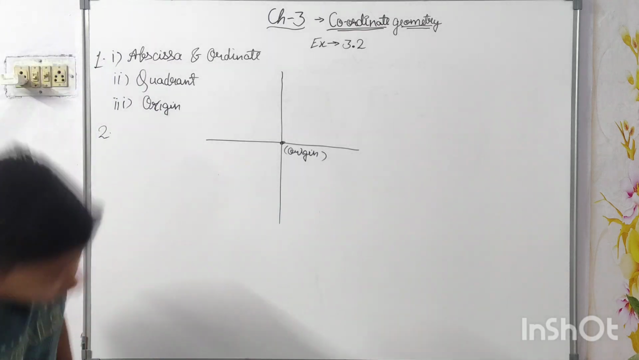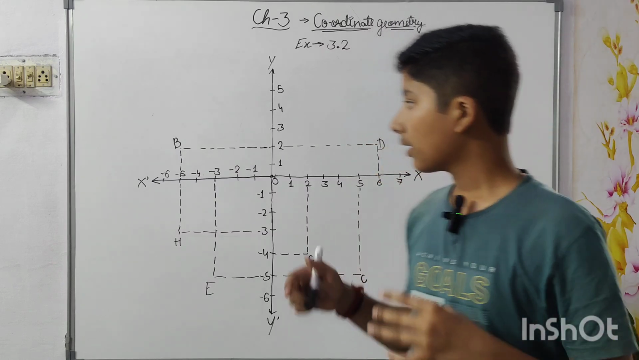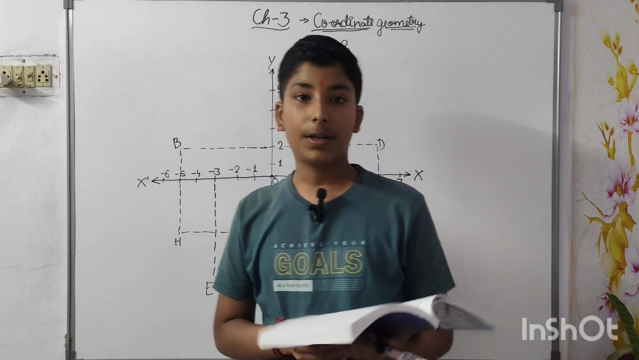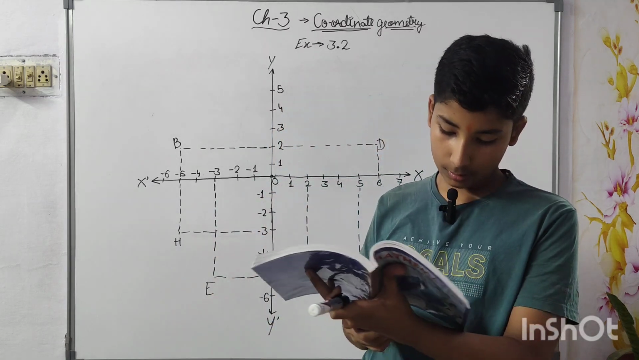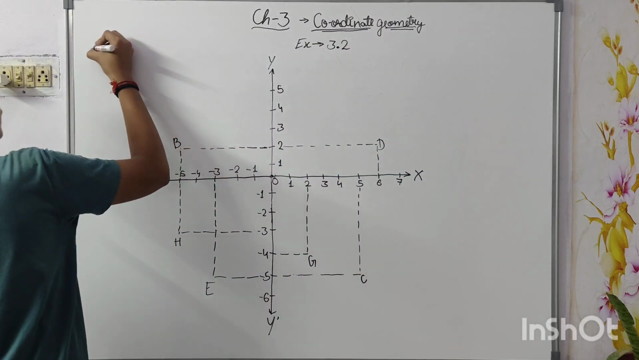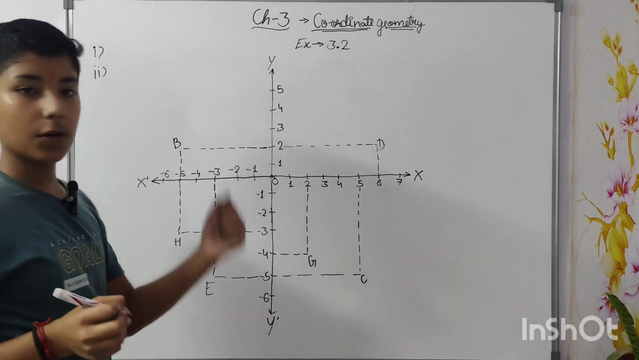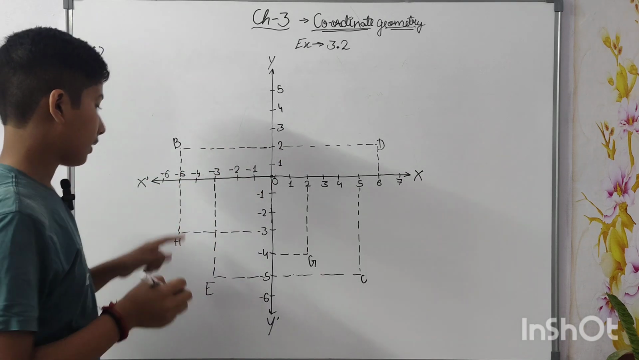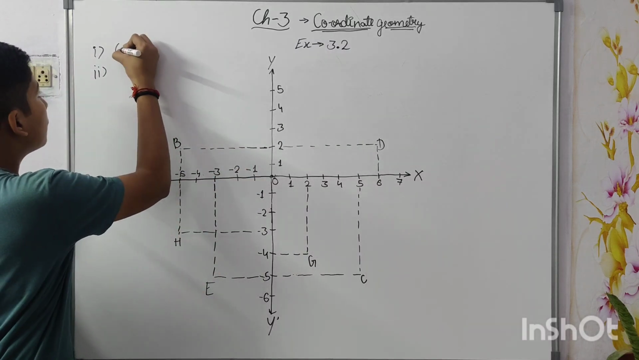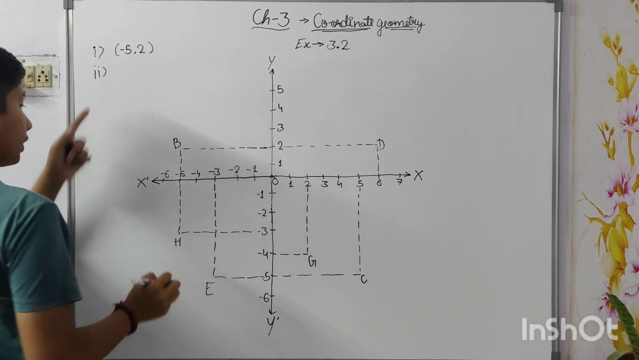For the second question, I have to draw a big graph. So let me draw it. So friends, now let's see, this is our next one. There are a total of 8 parts and let's start with the first one. Coordinates of B and C on the scale. First is the coordinates of B, second is the coordinates of C. So for the coordinates of B, firstly x and then y. This is -5 and this is 2. So -5, 2. This is the coordinates of B.